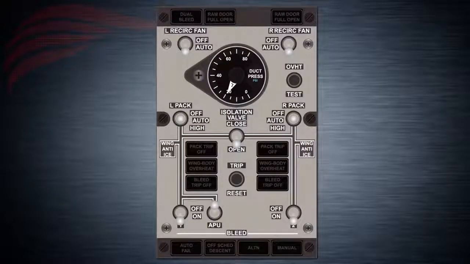An over-temperature mechanism protects the pneumatic manifold from receiving bleed air that is too hot. The threshold temperature is 254 degrees Celsius, after which, if an overheat condition is detected, the bleed air shutoff valve is closed and the cockpit bleed trip off light comes on.